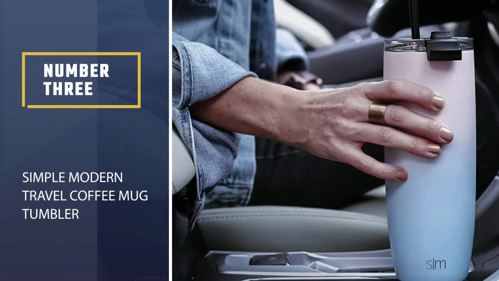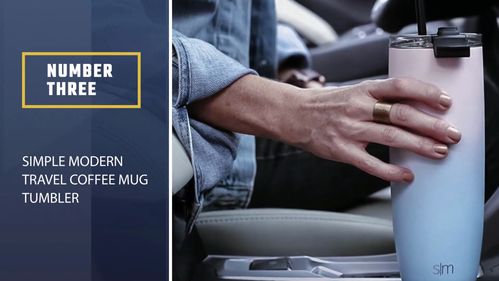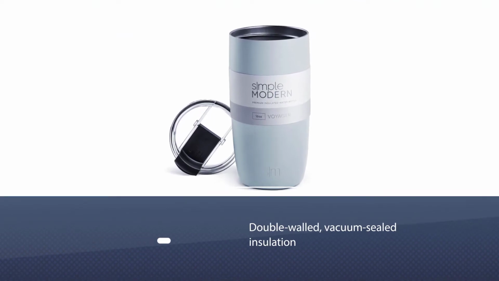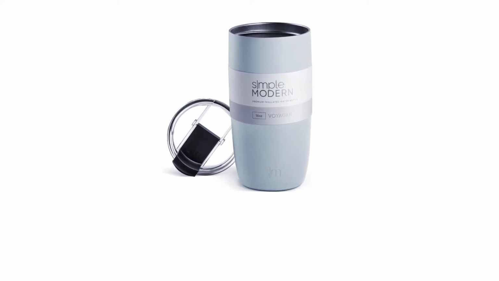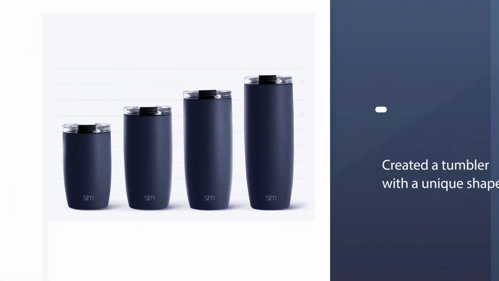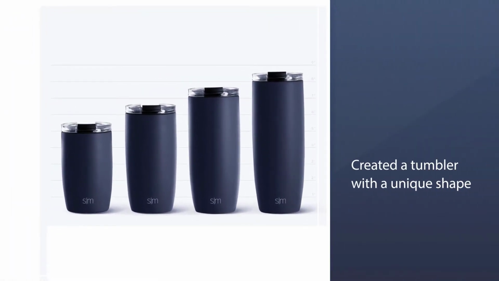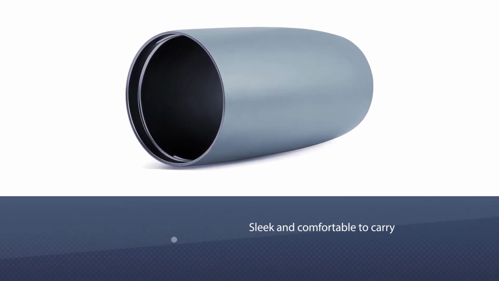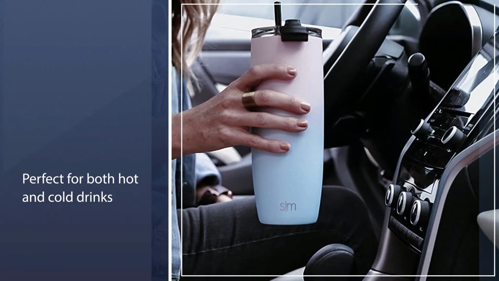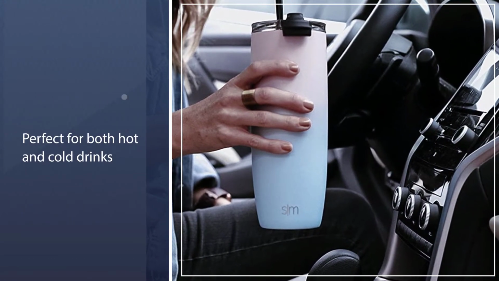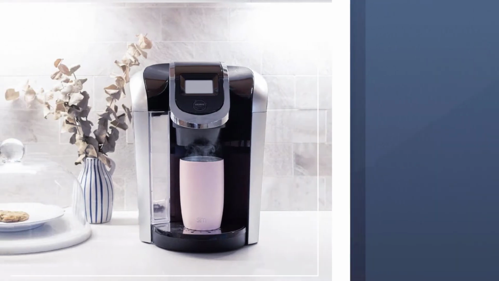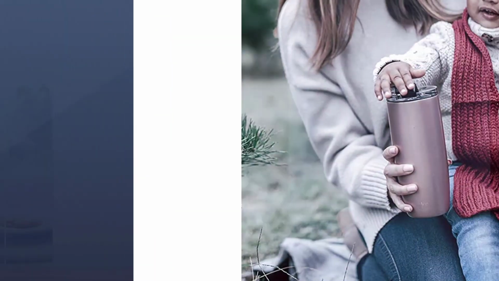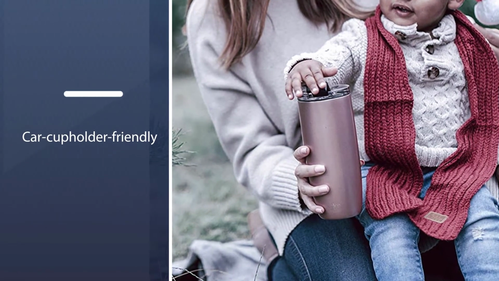Number 3. Simple Modern Travel Coffee Mug Tumbler. With the Voyager Travel Mug Tumbler, we took double-walled, vacuum-sealed insulation and created a tumbler with a unique shape that's sleek and comfortable to carry. It's perfect for both hot and cold drinks, so you can fill your Voyager with coffee to sip during your morning commute or drop in ice cubes to keep your favorite thirst-quenching drink extra crisp. Plus, its narrow design makes it car cup holder friendly and perfect for on-the-go hydration. The tumbler comes with a twist-on, leak-proof clear flip lid and 2 black BPA-free reusable straws.